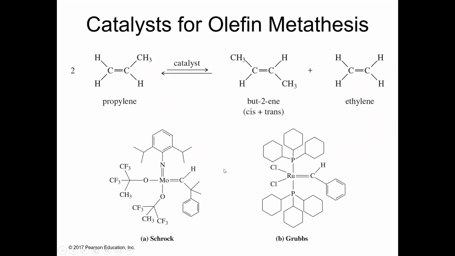So here's an example. They use a special catalyst. We'll split this, and there's two of these, so two of these CH2 groups will join to form ethylene, and then two of these groups will join to form cis and trans 2-butene. These are a couple of the catalysts that are used, the Schrock and the Grubbs catalyst.